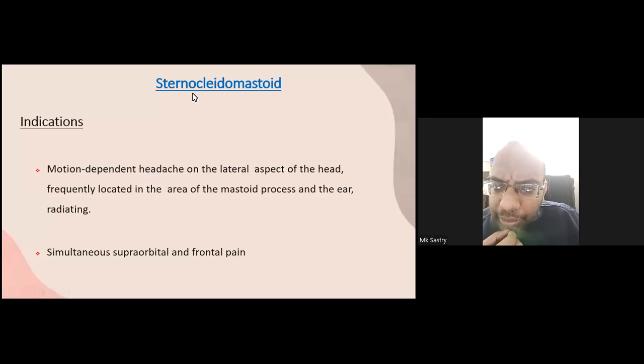Now you will see the pain depends on the lateral aspect of the head. On this lateral aspect of the head, you will get a lot of pain, especially in the mastoid area of the ear, even in the radiating area of the ear. You can understand you'll get a lot of pain near the area. So what to do? Suborbital and frontal region. So the pain will go like this. Right? Pain will go like this. Now what to do?